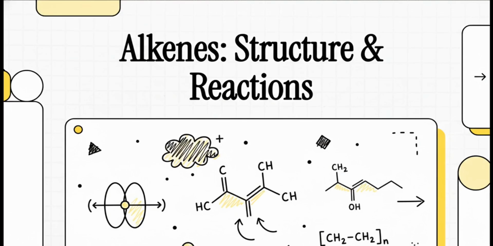Alkenes are unsaturated. And that one little difference makes them super reactive and the perfect building blocks for all sorts of things, from plastics to alcohols. Let's see how they do it.